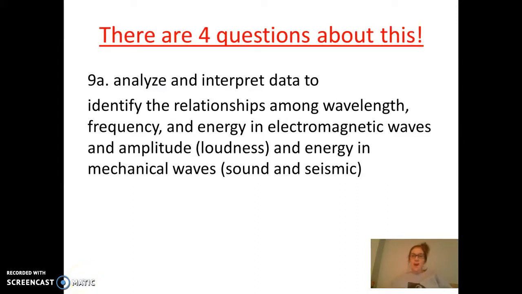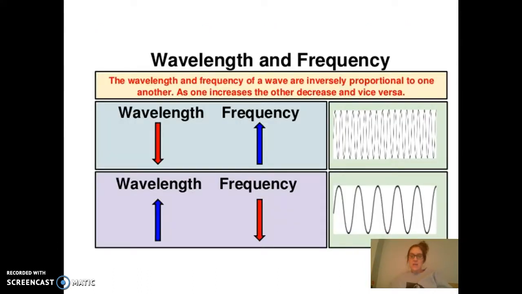Okay, there are a lot of questions about waves, so please make sure that you pay attention and rewatch anything or ask questions about anything that you don't understand. Okay, so for this first standard, there are 4 questions about this. And the big thing here is that wavelength and frequency are inverse. Remember, we've talked about that's our fancy math word to mean opposite. When one goes up, the other goes down.